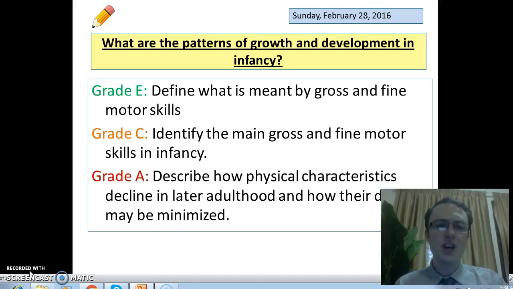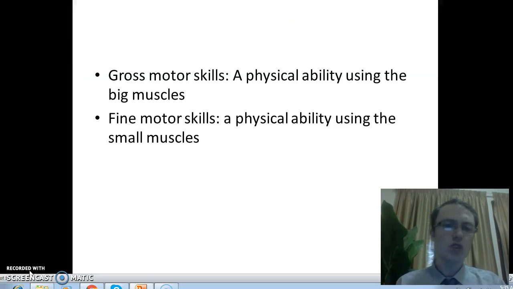Right, so let's start with our first part of the success criteria. Define what is meant by gross and fine motor skills. Gross motor skills, a physical ability using the big muscles, okay? Now, it doesn't matter if you don't have big muscles in your opinion, because big muscles will be referring to things like the arms and the legs, okay? It doesn't matter who you are, right? So these muscles, the arms and the legs, if you can use them for a particular skill, that would be considered a gross motor skill.